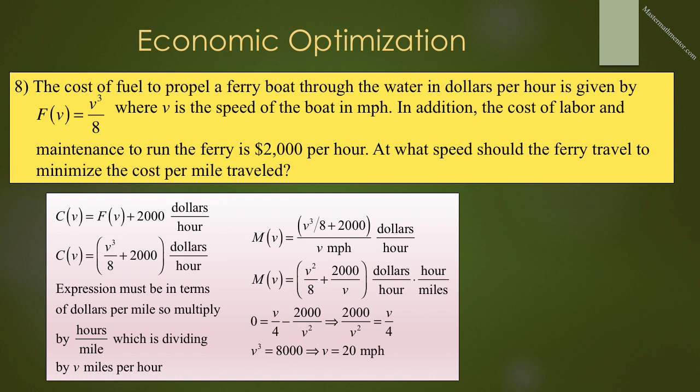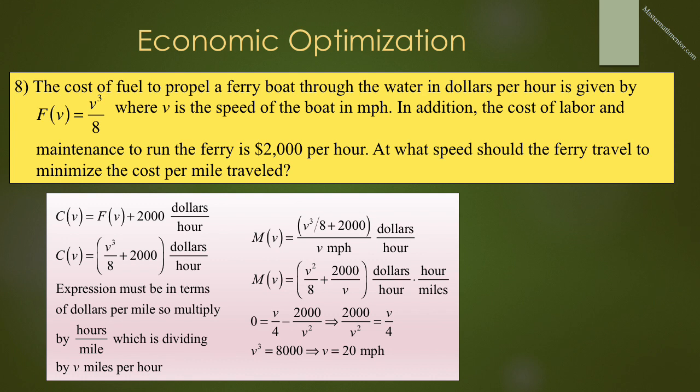Now look at the question that was asked. We want to minimize the cost per mile. That would be in dollars per mile, not dollars per hour. So our expression must be in terms of dollars per mile. How do we change dollars per hour to dollars per mile? We multiply by hours over mile, which is the same thing as dividing by v miles per hour.